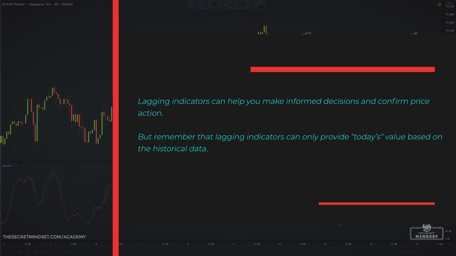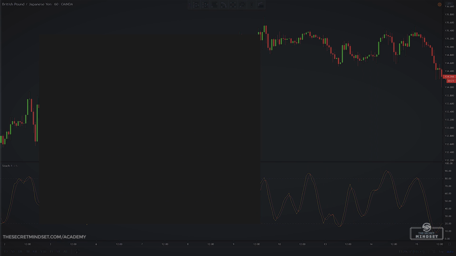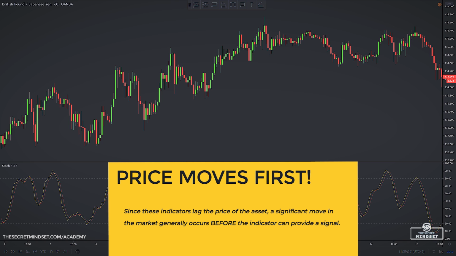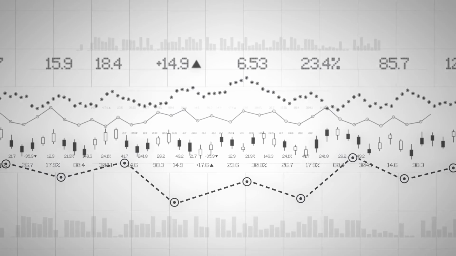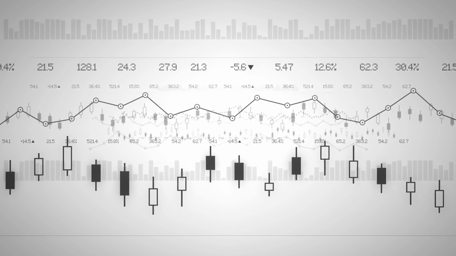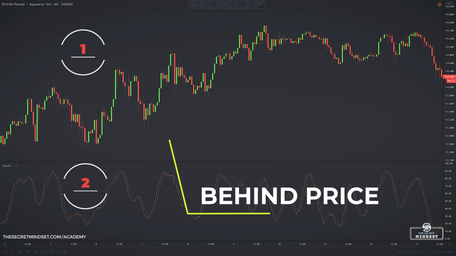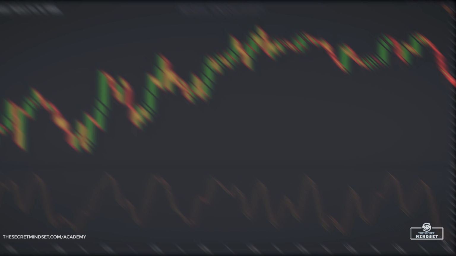Just remember that lagging indicators can only provide today's value based on historical data. Since these indicators lag the price of the asset, a significant move in the market generally occurs before the indicator can provide a signal. The truth is that almost every technical indicator is a lagging indicator. Moving averages, MACD, the RSI, the stochastics, you name it, are lagging. First, there is a move in price. Then, sometime later in the game, the indicator signals a buy or sell. They lag behind market action. They give signals after the fact.